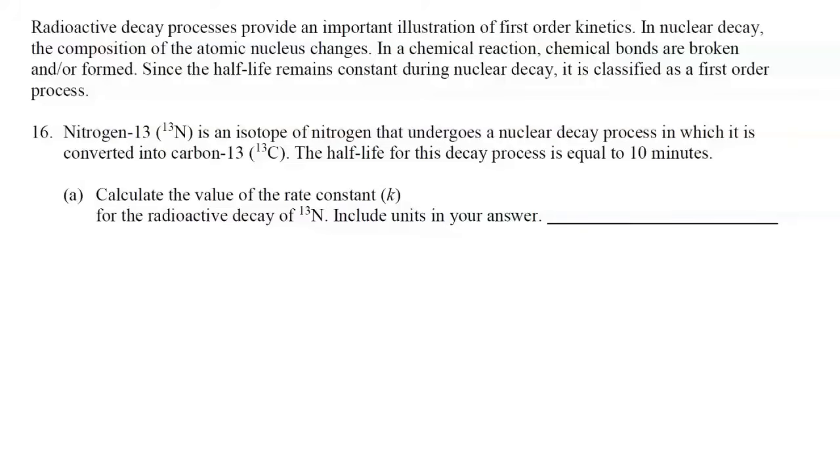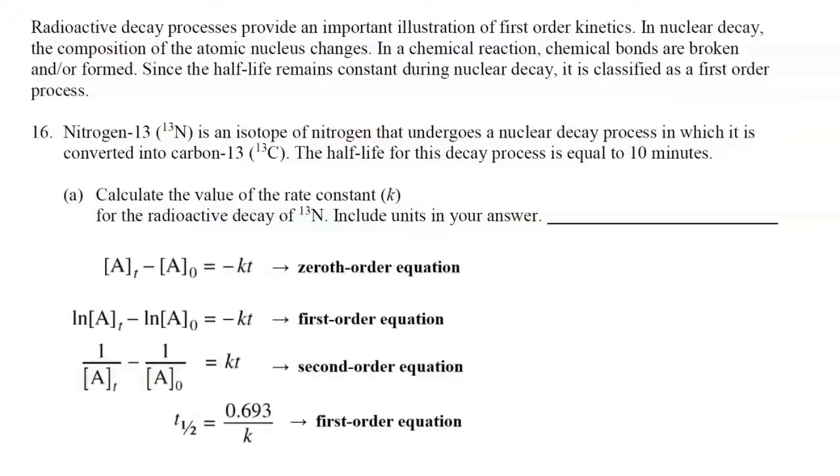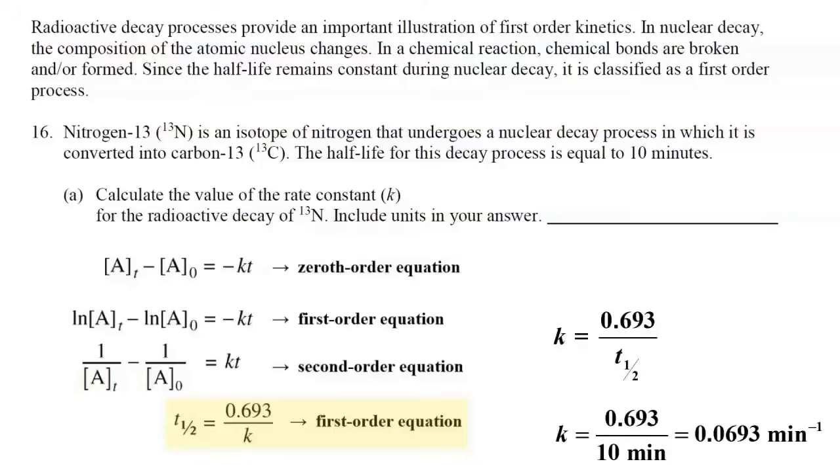So we know that radioactive decay is a first-order process because the half-life remains constant. So I'm going to use the first order equation for half-life at the bottom here. I'm going to rearrange it to solve for K. So K is equal to 0.693 divided by the half-life, which we were told is 10 minutes. 0.693 divided by 10 minutes is 0.0693, and my units are inverse minutes.